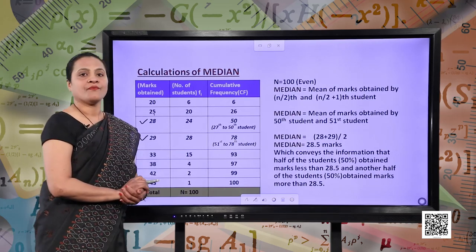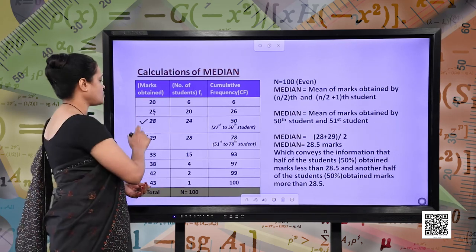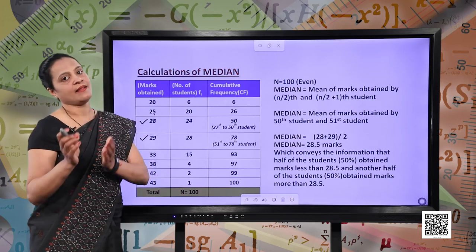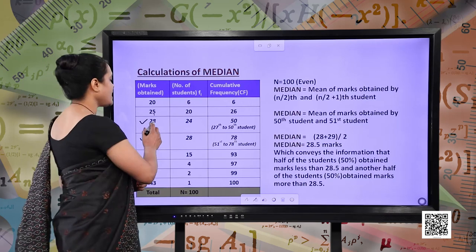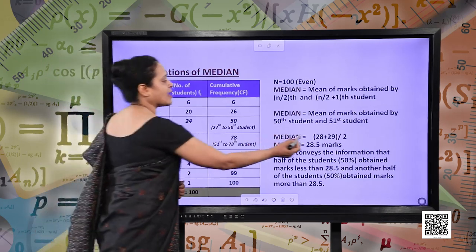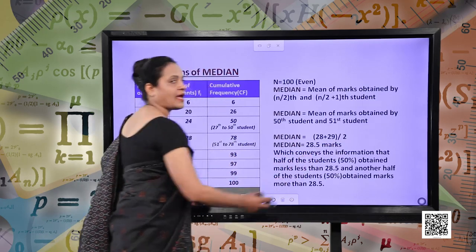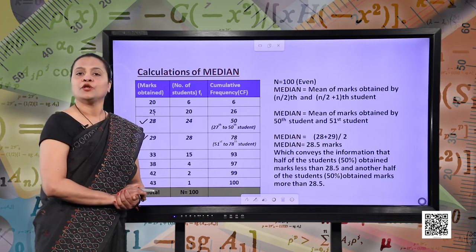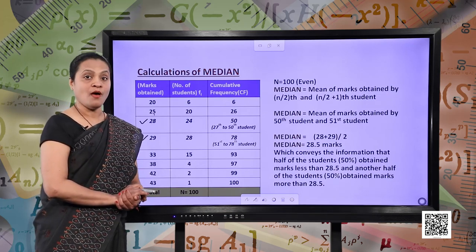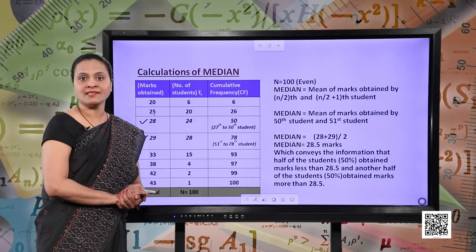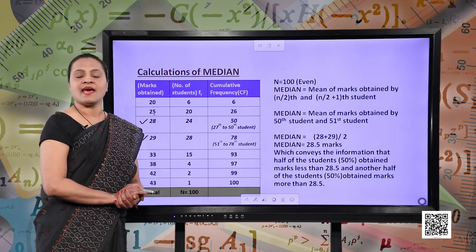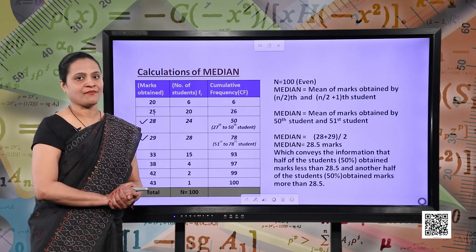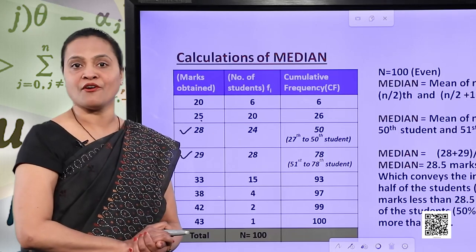29. What do we do? We take the mean of these 2 marks, that is the marks of the 50th student and the 51st student. So the mean will be 28 plus 29 upon 2, that is 28.5. You can see that our median is 28.5. So half of the students have scored marks less than 28.5 and the rest half of the students have scored marks more than 28.5. So, I hope you have understood the meaning of median.